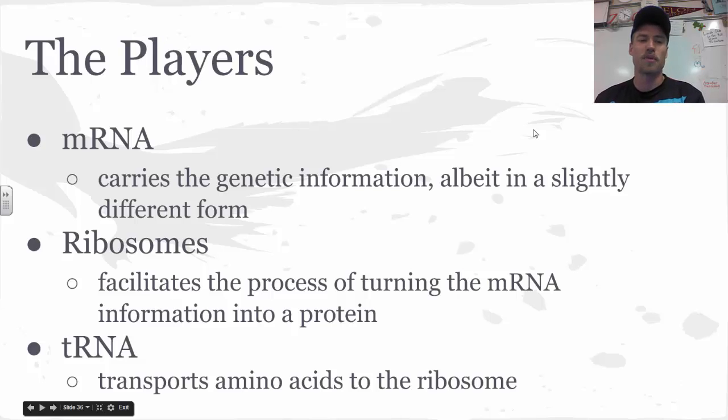The different players in this play are mRNA, which is going to carry the genetic information, although it's in a slightly different form from the information that it was in the DNA, right? So it's been modified, so it's a little different now. We've got the ribosomes, which help facilitate the process of turning the mRNA information into a protein, and then we've got the tRNA, which is going to transport amino acids to the ribosome.